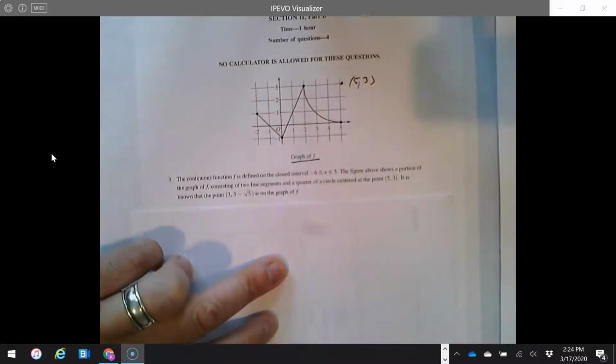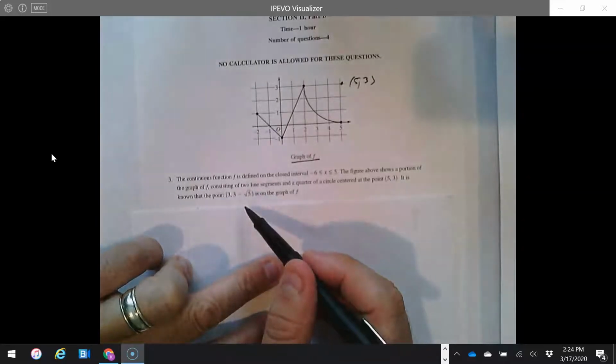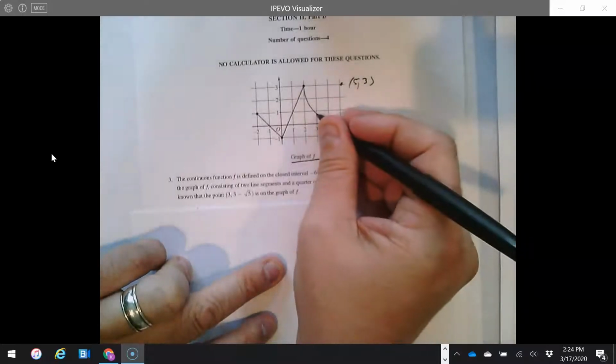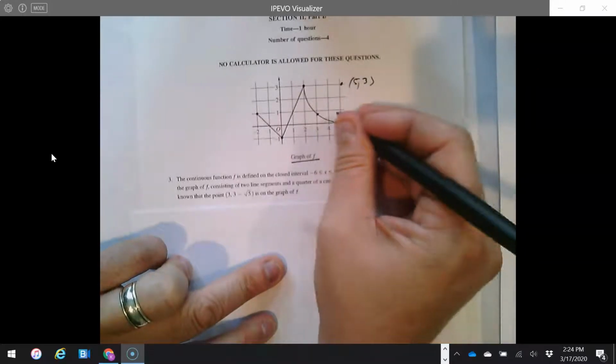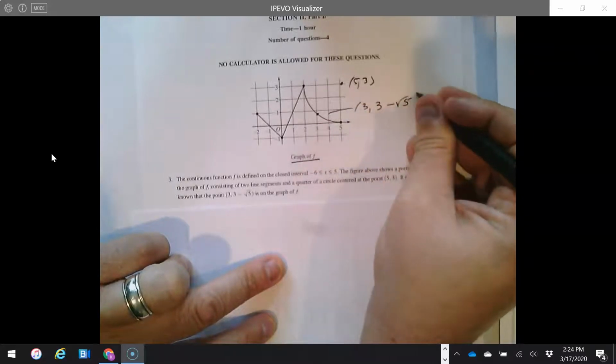So there's the point 5, 3. It is known that the point 3, 3 minus the square root of 5 is on the graph of f. So this point right over here has coordinates of 3, 3 minus the square root of 5. Okay, let's see what's going on.